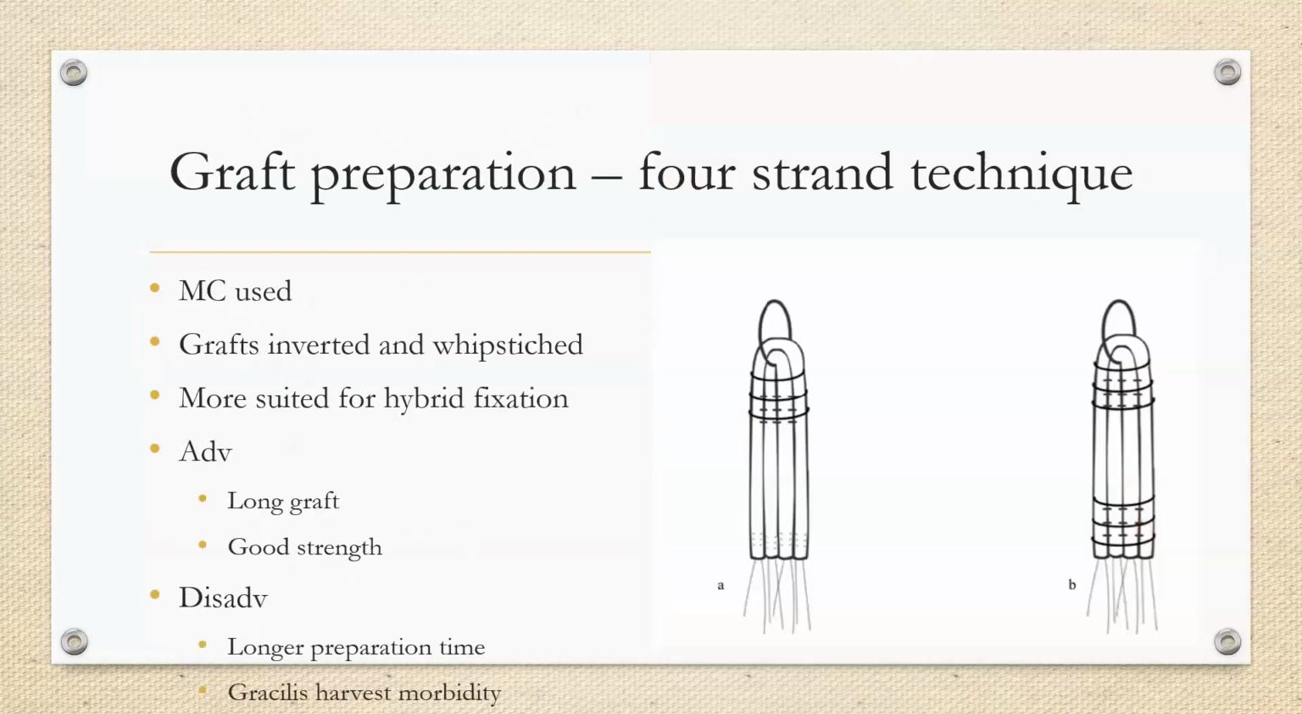The 4-strand technique is the most commonly used technique, where both semitendinosus and gracilis are harvested and used together. The point to be noted is that the grafts are usually inverted and stitched such that the proximal end of the gracilis coincides with the distal end of the semitendinosus. This is more suited for hybrid fixation, since with two grafts just doubled, it allows for longer grafts, and also has good strength. The disadvantages are gracilis harvest morbidity and longer preparation time.